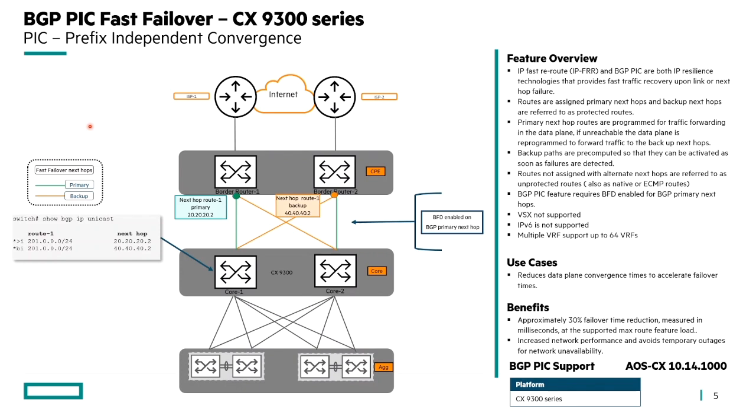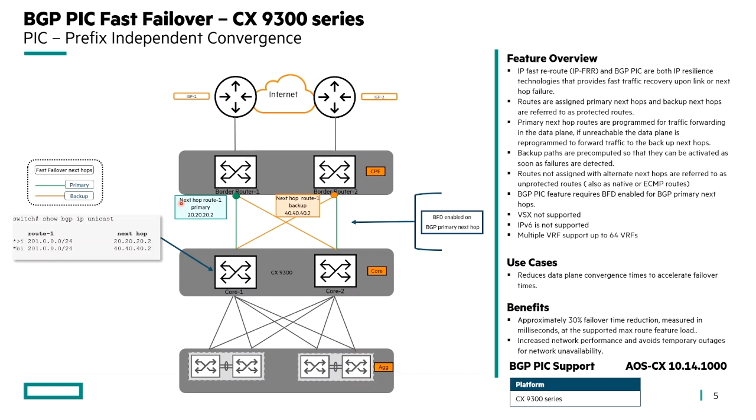So on to BGP PIC, a little more detail about this feature. PIC stands for Prefix Independent Convergence. As I mentioned, IP Fast Reroute, FRR, and BGP PIC are both IP resilience technologies that provide fast traffic recovery upon a link or next hop failure. In this topology, we've got our core 9300 routers, core 1 and core 2, connecting to our CPE equipment, border router 1 and border router 2, which are then facing off to the internet. And between these border routers and our core, we're running BFD on the appropriate interfaces.